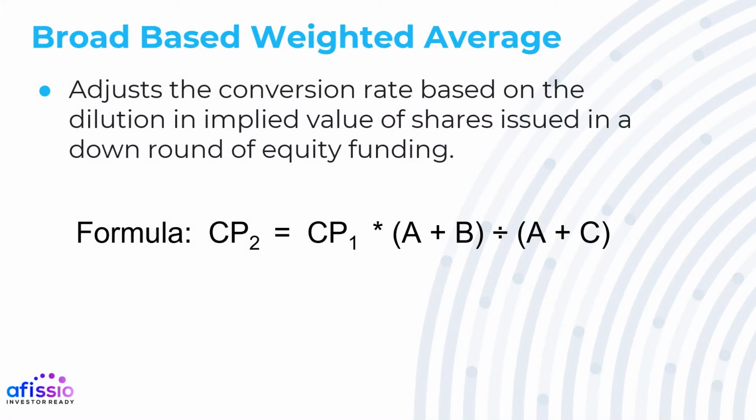This calculation adjusts the conversion rate using the original issue price of the shares sold in the previous round. This is the formula that appears in preferred stock transaction term sheets, the calculation used for broad-based weighted average. This is more favorable to the company because it provides for a smaller conversion ratio when converting preferred stock to common stock.